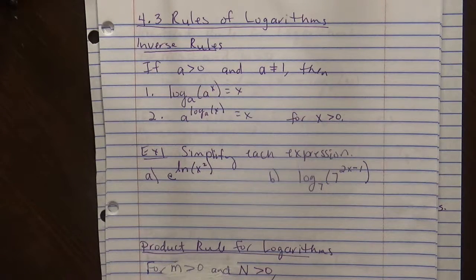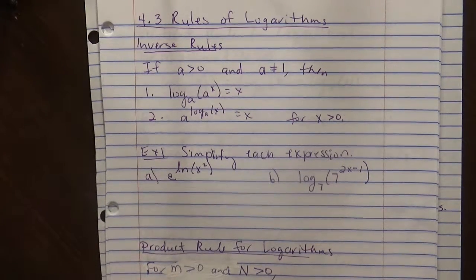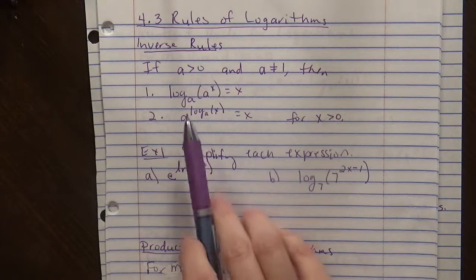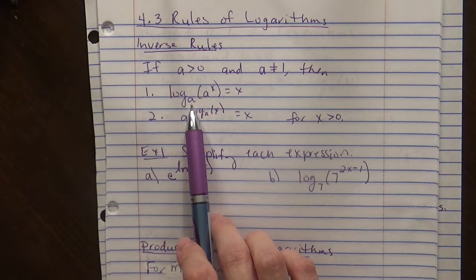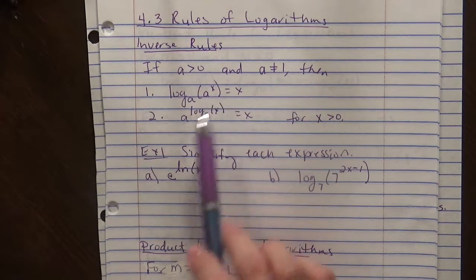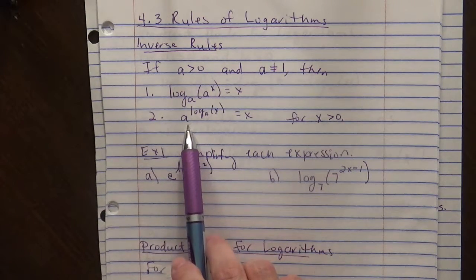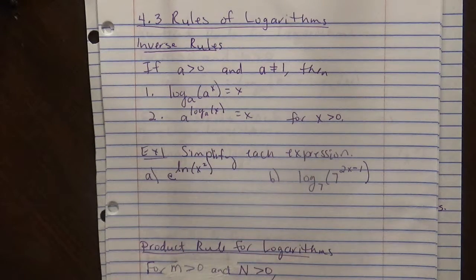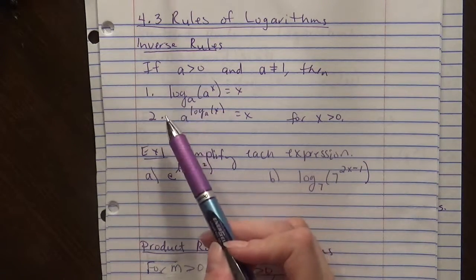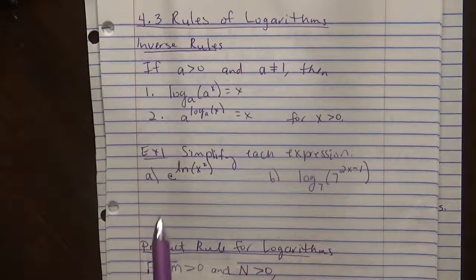I'm starting out with inverse rules. The rule states that if a is greater than 0 and a does not equal 1, then the log base a of a to the x power equals x, and a raised to the power of log base a of x equals x. And that's for x greater than 0. Now, what in the world does that mean? You probably didn't quite grasp what we just read.